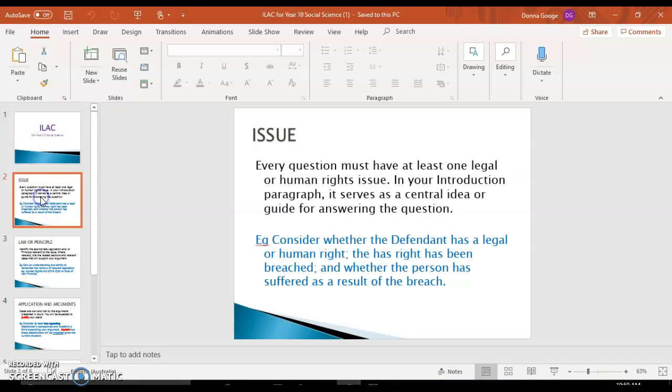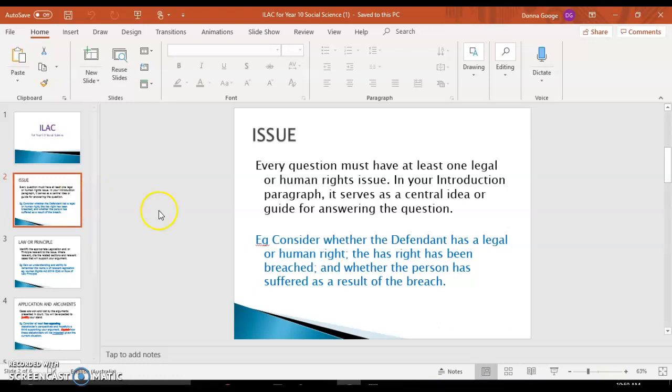Firstly, when you're looking at the sources, either singly or across the range of sources for the issue you have chosen, you're looking to identify at least one legal or human rights issue. That will then also go into your introductory paragraph for your essay.